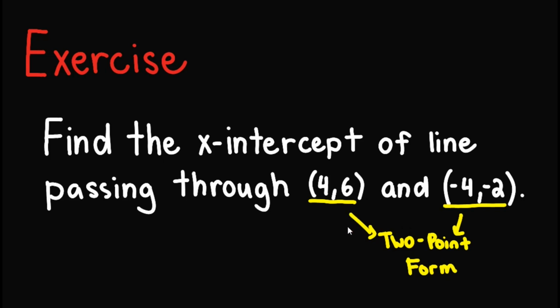And after applying this 2-point form, we take note that to get the x-intercept, what we do is we simply let y be equal to 0. So this is like an application of what we learned today along with a previous topic on coordinate geometry, which is the topic on intercepts.